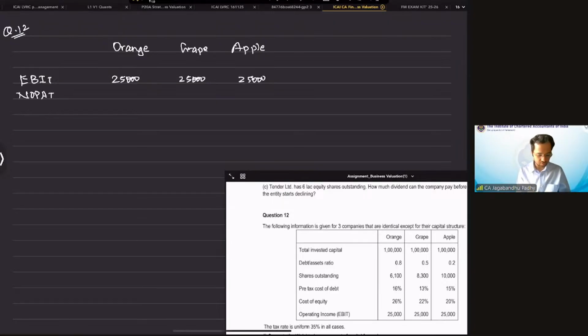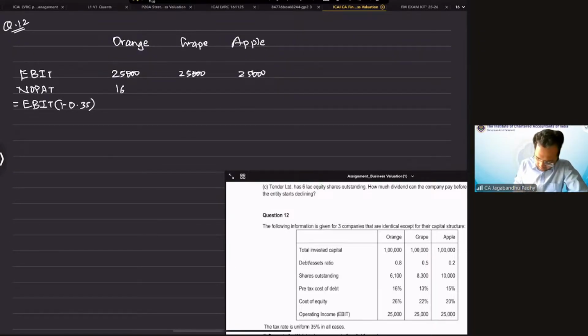So 25,000 into 0.65, I have to make it post-tax. Great, so this is going to be EBIT into 1 minus 0.35. So NOPAT for all three of them is how much? 25,000 into 0.65, which is 16,250, right?